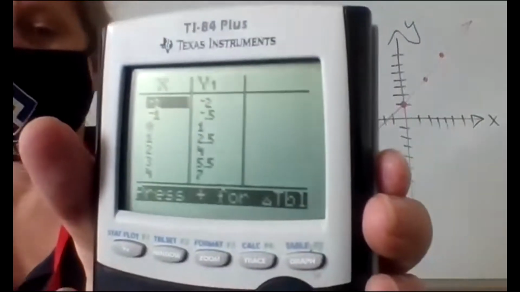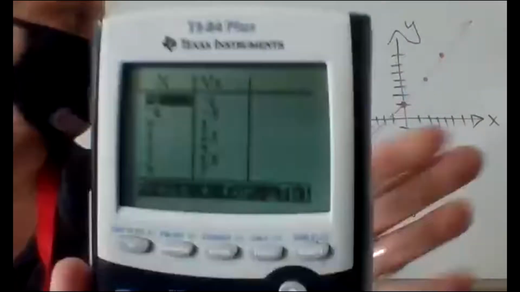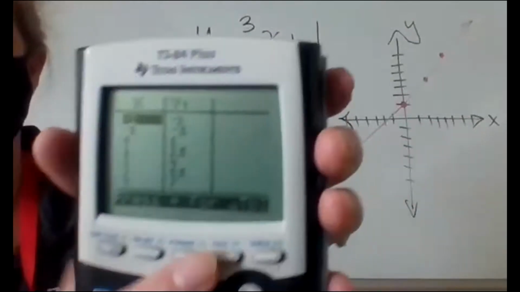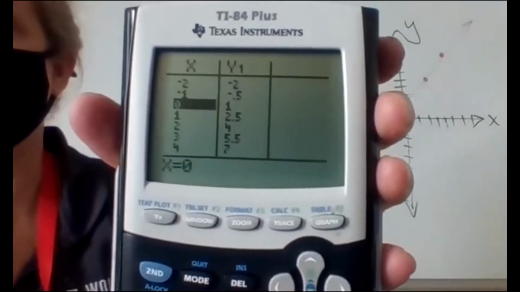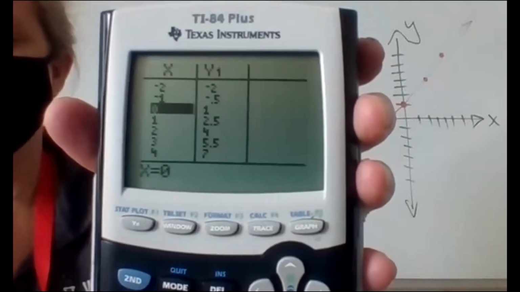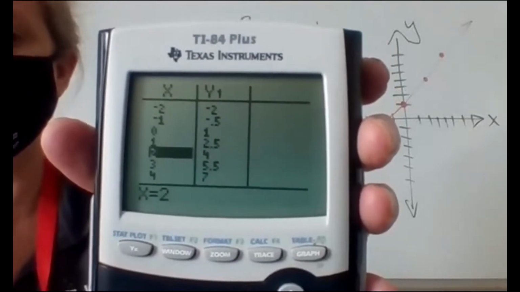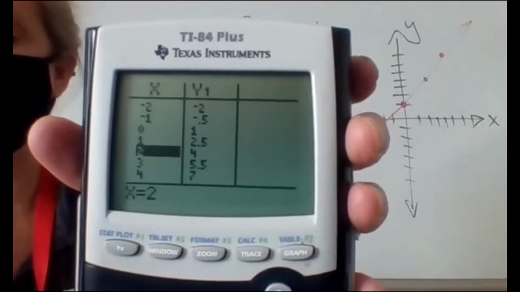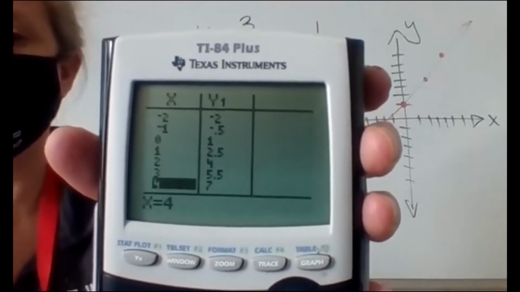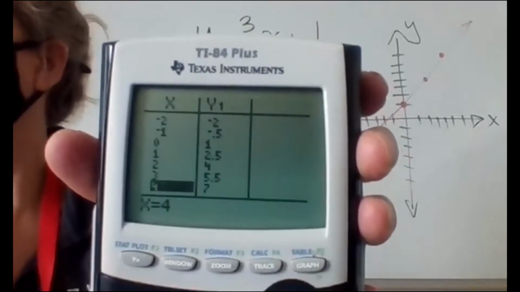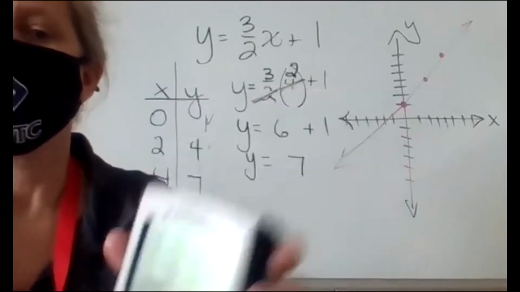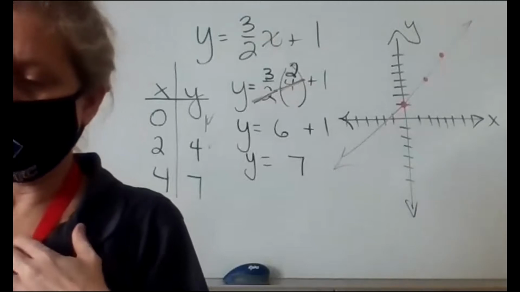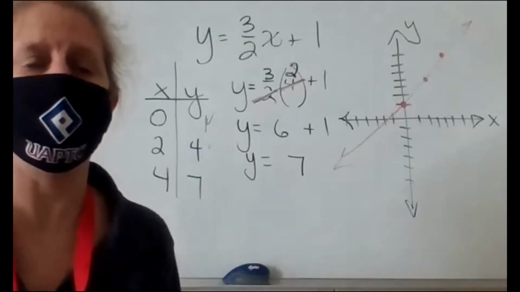So again, my first point was at 0, 1. Well, there's that point right there that I'm highlighted on. That's the 0, 1. My second point was 2, 4. There's that one. My third point was 4, 7. There's that one. I can choose any of them I want. So now that would tell you how to plot your points.